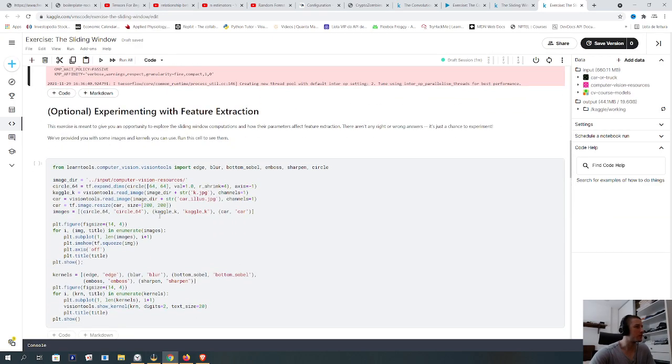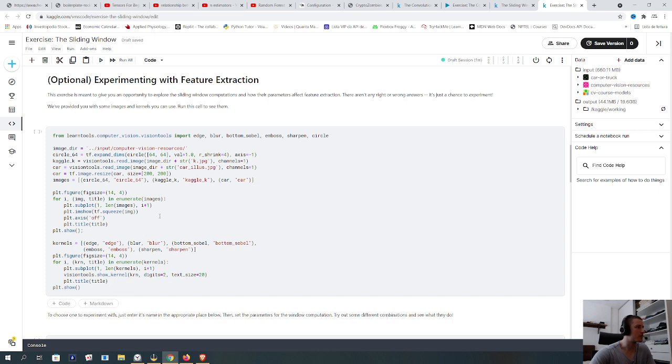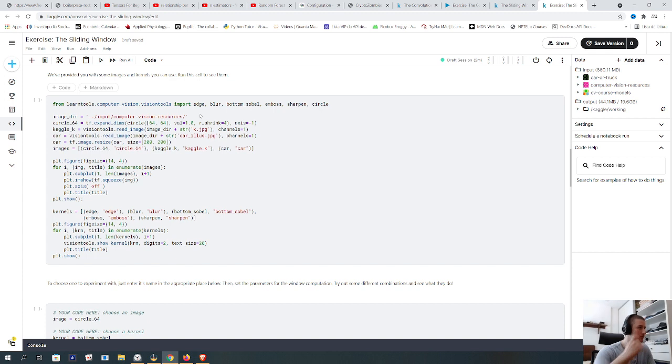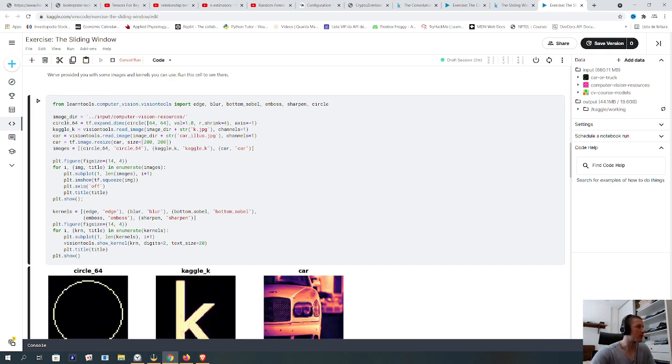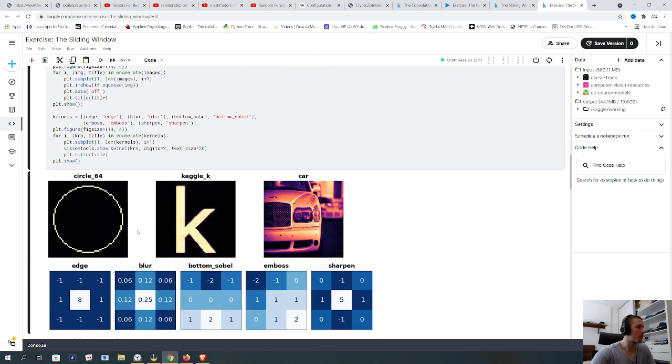Optional: experimenting with feature extraction. This exercise is meant to give you an opportunity to explore the sliding window computations and how their parameters affect feature extraction. There aren't any right or wrong answers, just a chance to experiment. We provided you with some images and kernels you can use. Run this to see them. So car, circle, Kaggle, okay. So these are the images and these are the kernels.